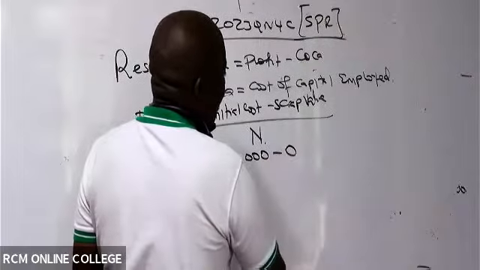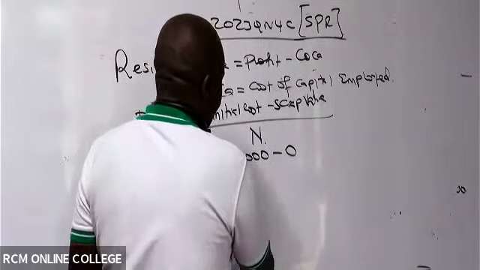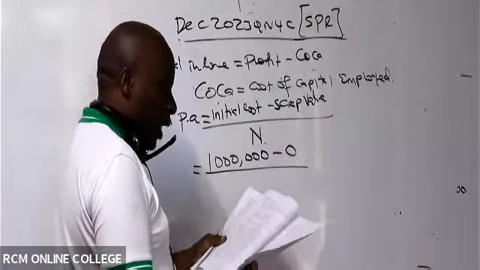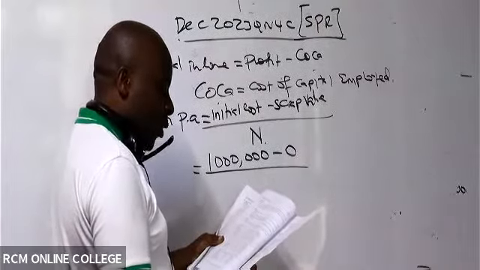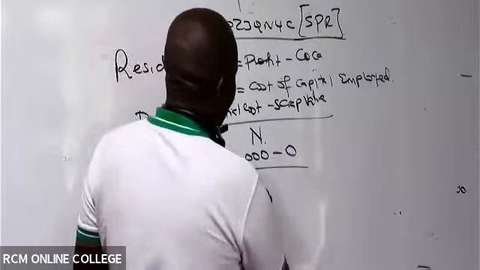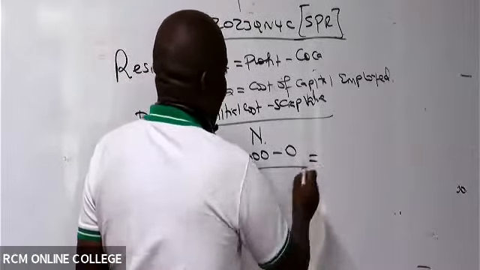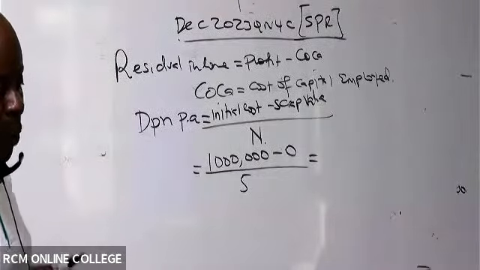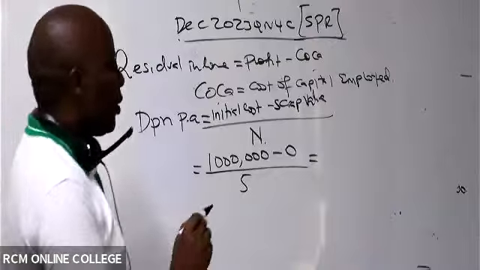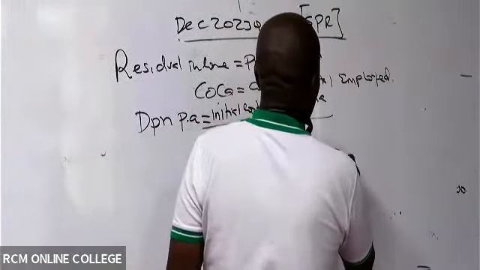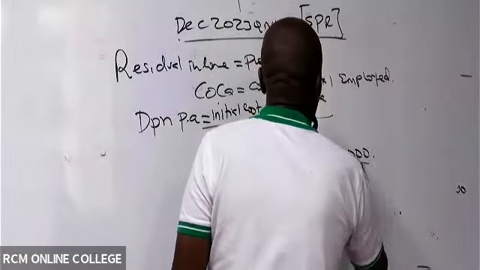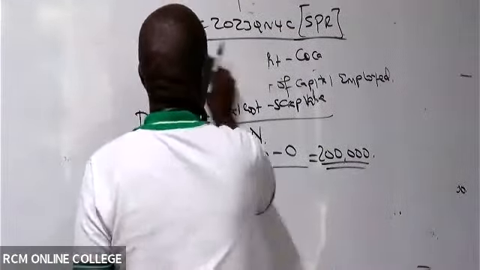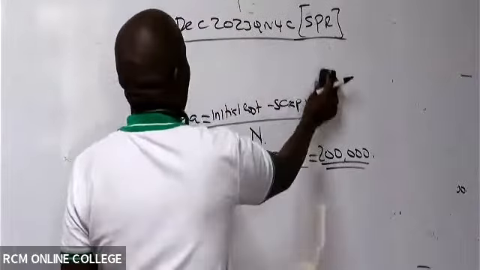They have told us scrap value is 0. And they have told us that this particular machine we are bringing on board will have a useful life of 5 years. So it means that every year, the depreciation will be how much every year? 200,000. So every year, the depreciation will be 200,000 like that.